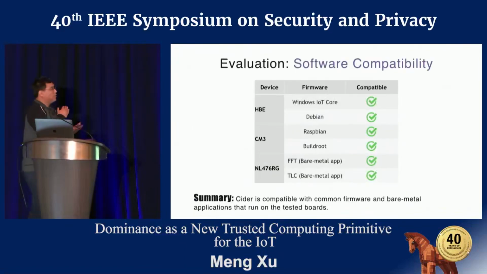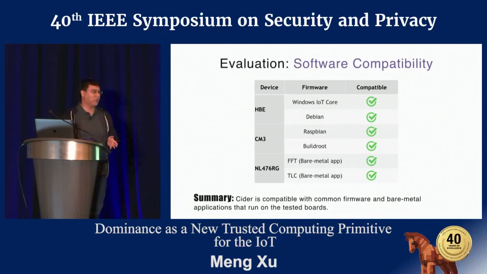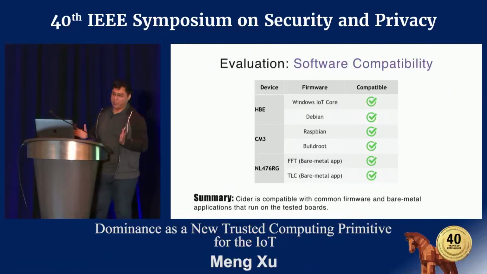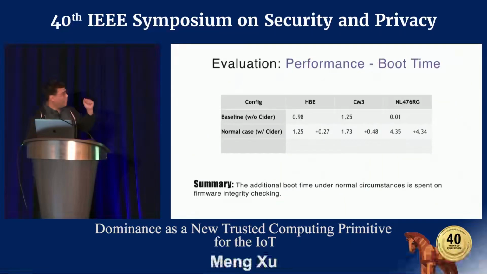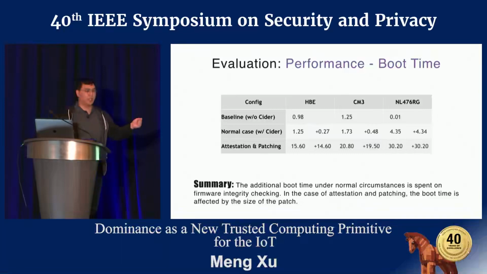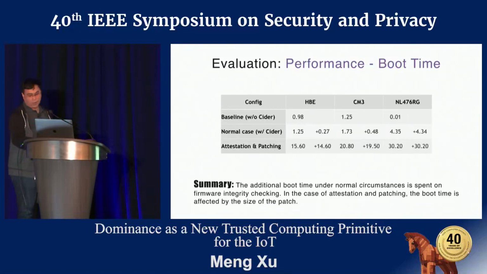So here's our evaluation. We programmed CIDR on a bunch of boards, ran the firmware that is commonly run on those boards, and we found that there are no compatibility issues. CIDR works pretty well with those firmware. And the evaluation shows that for boot time, in most cases there's a little bit of delay because you need to do extra cryptography to verify whether the firmware is actually the one you want or not. And in the very worst case, you need to go to the hub and get the patch. Then the time depends on how large the patch is.